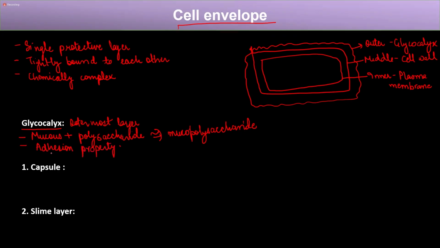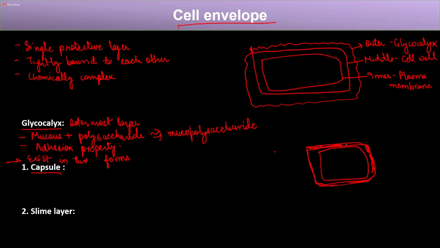Okay. Now, this glycocalyx exists in two forms. The first form is known as capsule. So how does a capsule look? Basically, you have the plasma membrane, cell wall, and then this outer thick layer. This is the glycocalyx. So if someone asks how a glycocalyx looks, what you'll see is that it is thick. So the capsule.